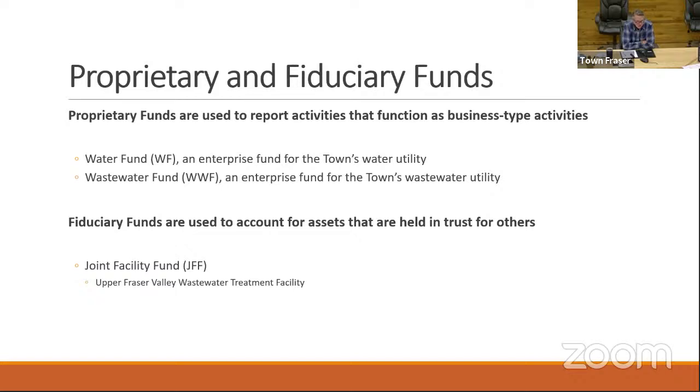The cost for the operating is split 3 ways. The town of Fraser will pay some of those costs based on some of our wastewater fees. And then the 2 sanitation districts will also pay their portion of those costs. And again, they're overseen by the Joint Facility Oversight Committee. And even though this is a fiduciary fund, the Joint Facility Fund is still run as an enterprise because all of the costs have to be paid for by user fees.